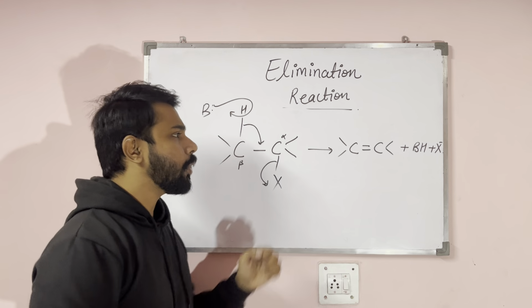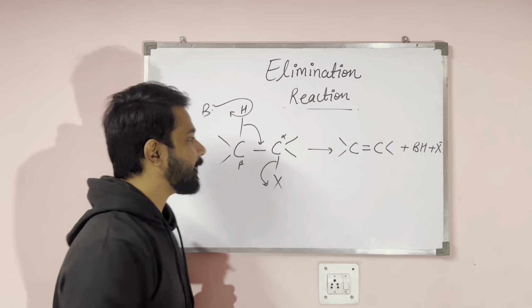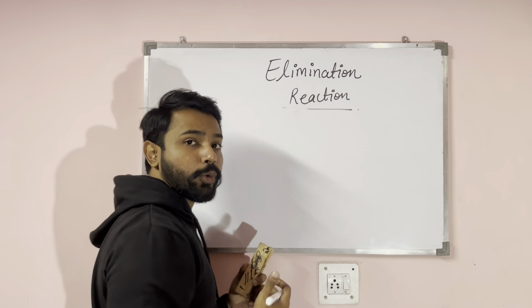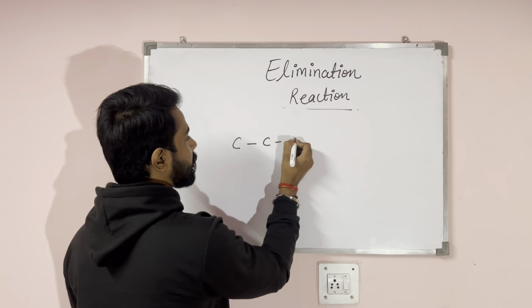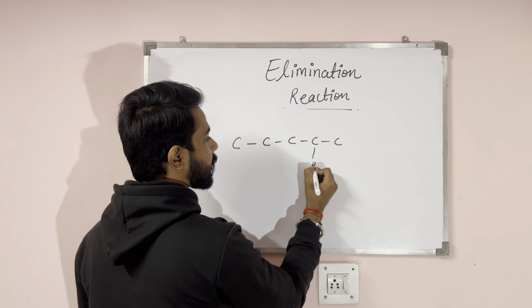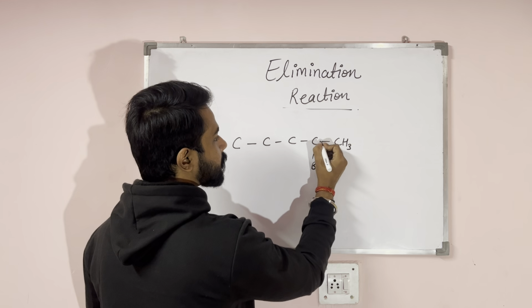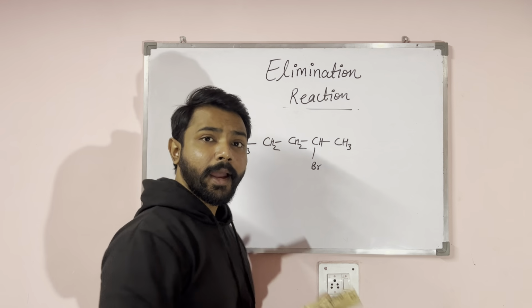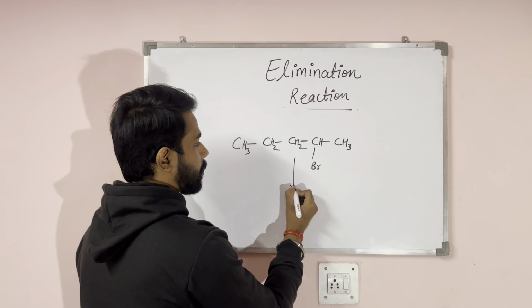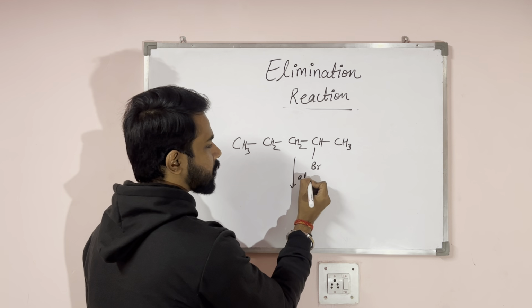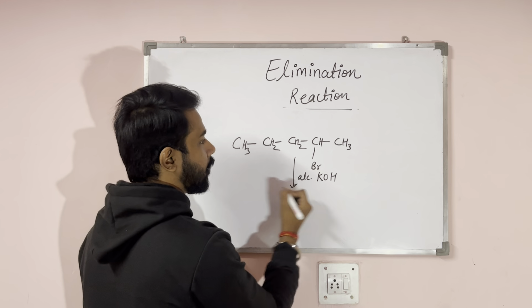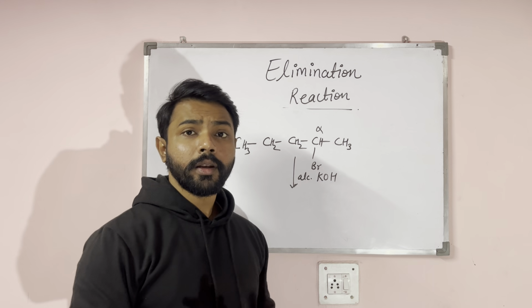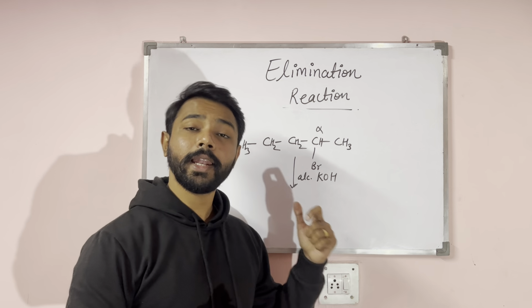Now why don't we understand this with an example in more detail? So students, please note it down. I have 2-bromopentane. Pentane means 5 carbons, and 2-bromo means the second carbon has a bromine: CH3, CHBr, CH2, CH2, CH3. And I have a base, alcoholic KOH, as I told you. So this is what I'm taking again here. We know this carbon is the alpha carbon. We have just studied the elimination reaction.